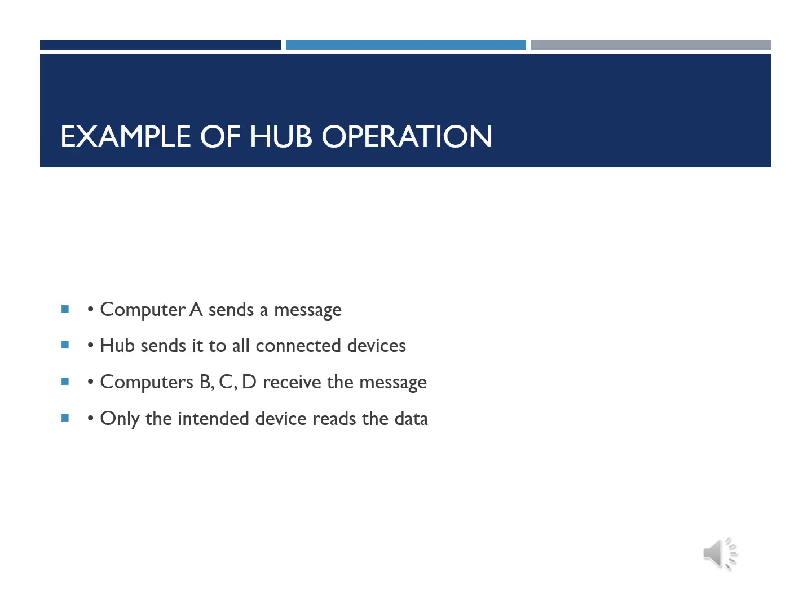Imagine computer A wants to send data to computer B. The hub will send the data to all computers in the network. Only computer B reads it, the rest ignore it. Think of it like shouting in a room, everyone hears it, but only one person responds.